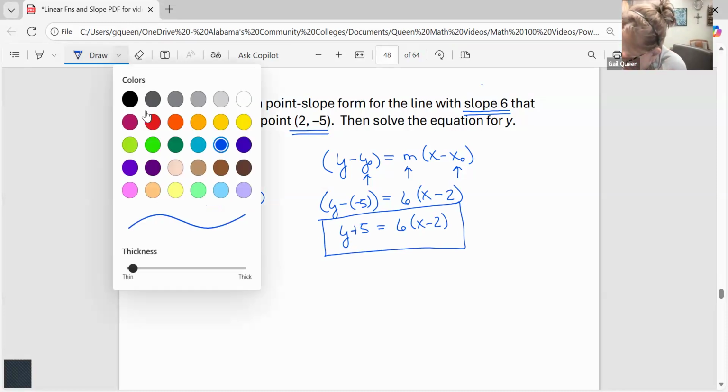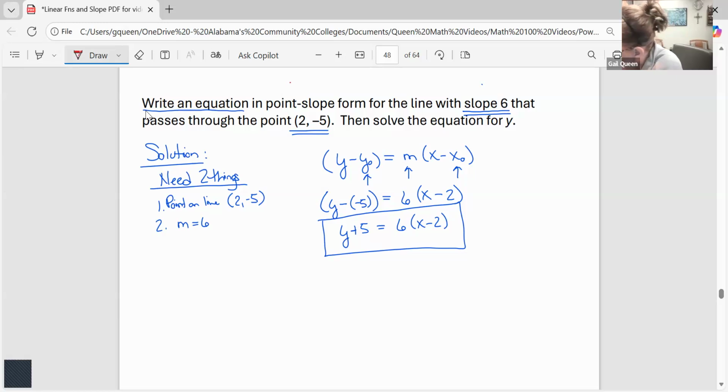What does this particular problem say about the formatting? Solve the equation for y. Make it pretty. Put it in the other form where it's solved for y. Get the y on a side by itself. So formatting wise, we're not done. To clean this up, the first thing I'm going to do is distribute my 6 and get rid of the parentheses. I will have 6 times x minus 6 times 2.